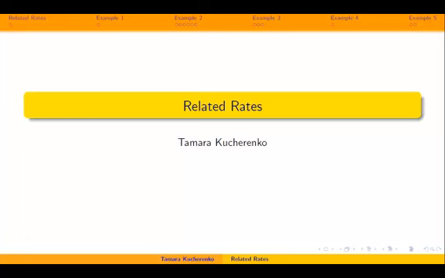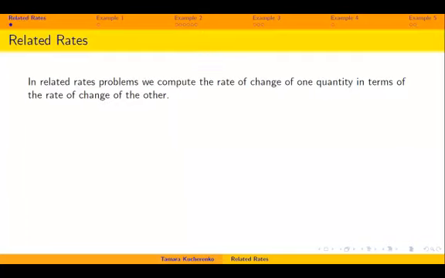In this lecture, we are going to look at an application of implicit differentiation, namely a set of word problems commonly referred to as related rates problems. These are the problems where solutions require finding a relation between known and unknown rates of change. The goal is to compute the rate of change of one quantity in terms of the rate of change of the other. The key is to remember that the rate of change is the derivative.